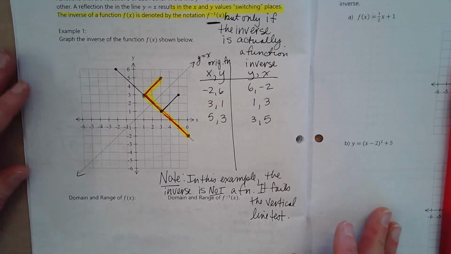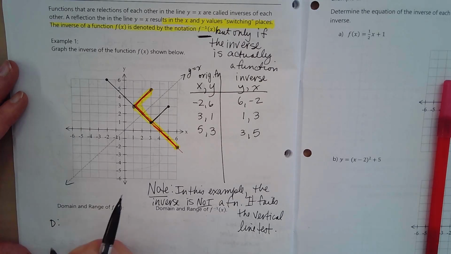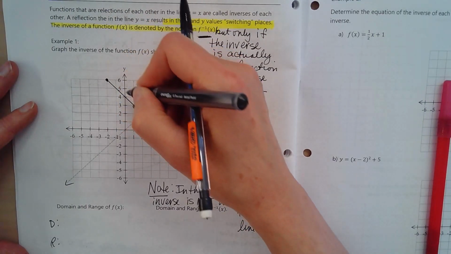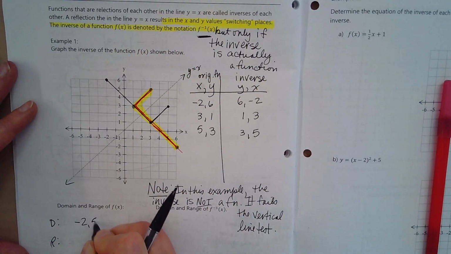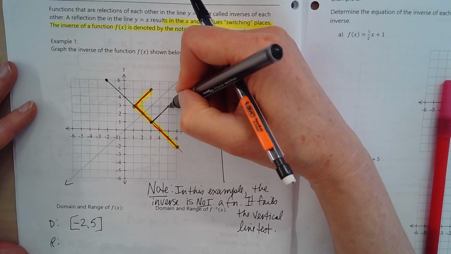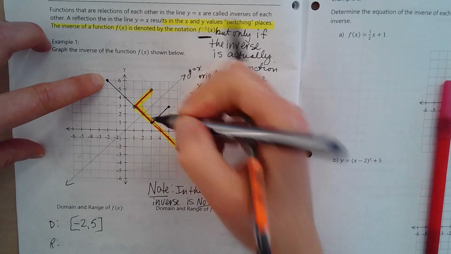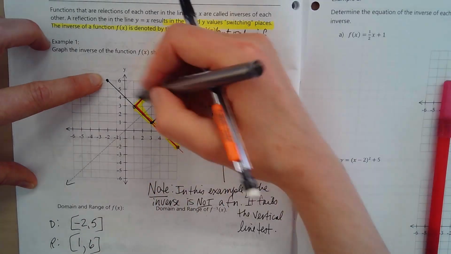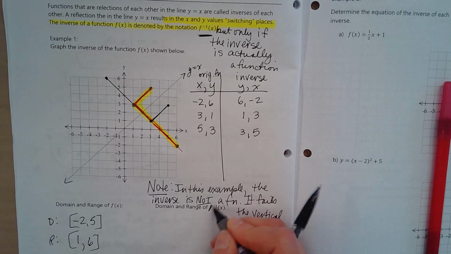And just to finish this out, let's talk about the domain and range of the original function, which was what? From negative 2 to positive 5, right? And what was the range? From 1 to 6, agreed? It's kind of hard to see. This was my original, right? 1 to 6, yeah. Okay, so the domain and range.